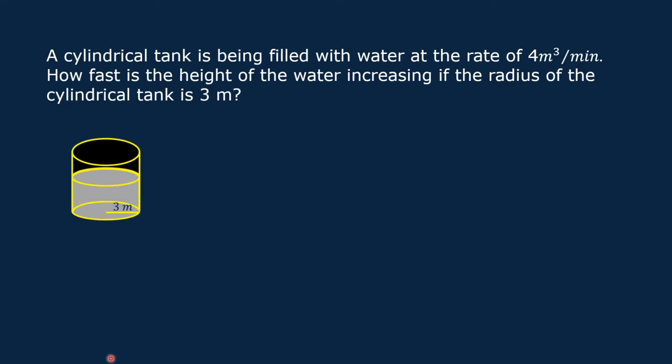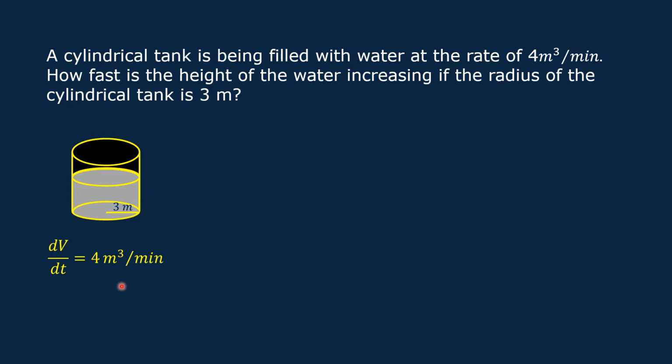Let us say this is the cylindrical tank. The radius of the cylindrical tank is 3 meters. According to the problem, the cylindrical tank is being filled with water. So there is a change in the volume of the tank, and the change with respect to time is 4 cubic meters per minute. Therefore, dV over dt is equal to 4 cubic meters per minute.